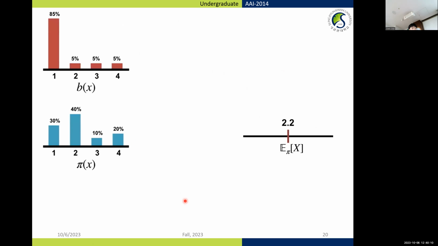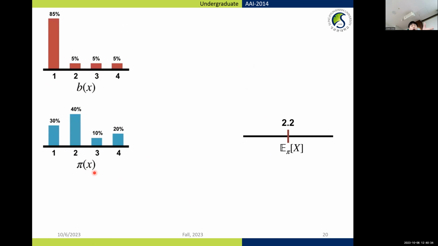Okay, as an example, assume that we have these two distributions. Each distribution has 4 values, 1, 2, 3, 4, for the random variable, and they have these probability distributions. If you sum them, they equal 1, so these are complete probability distributions, Bx and pi x.